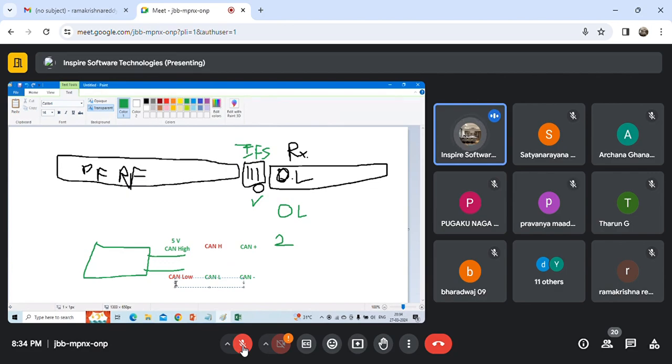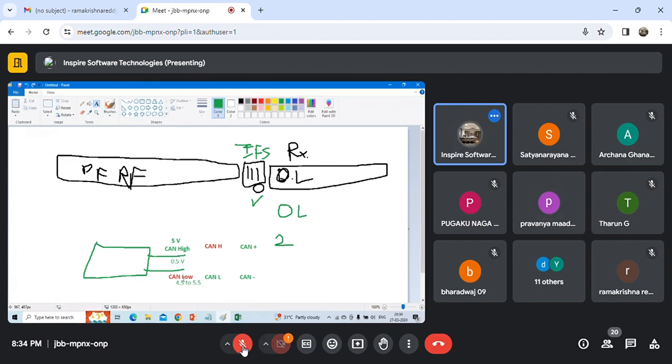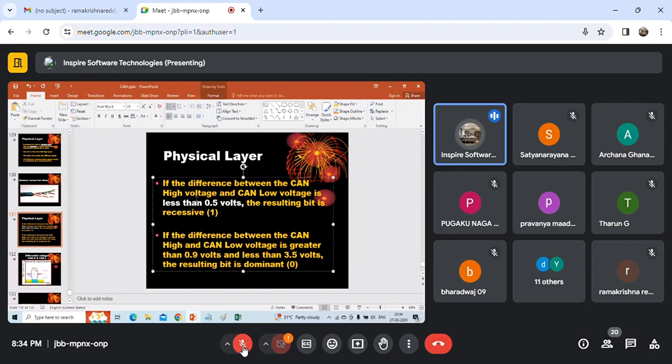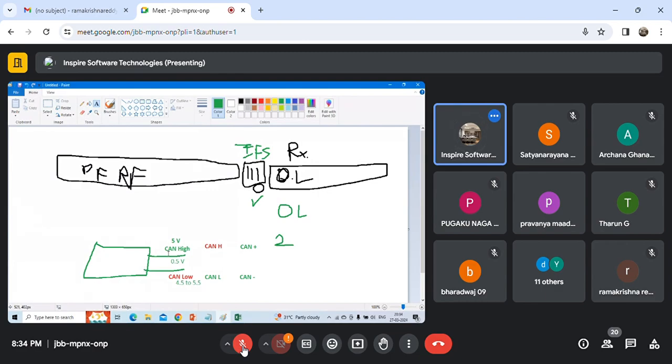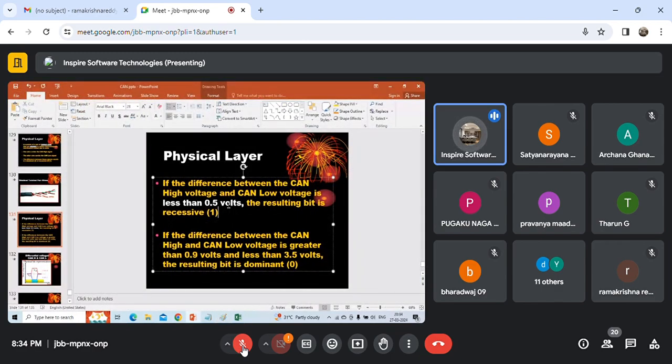For that case, I have to put something like 4.5 and 5.5. Then the difference will be within the 0.5 volts range. Agree? So that is how it will be considered. The difference is considered. It's not about how much voltage you are transferring here. That is the logic. So in order to have a recessive bit being sent, the CAN high and CAN low difference should be less than 0.5 volts.